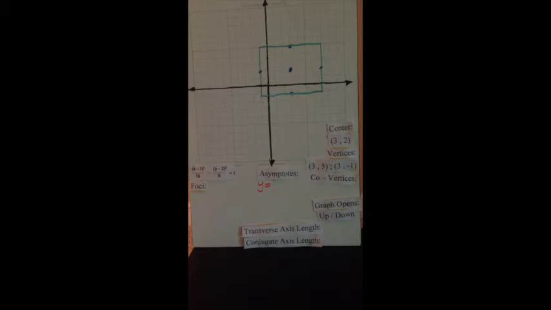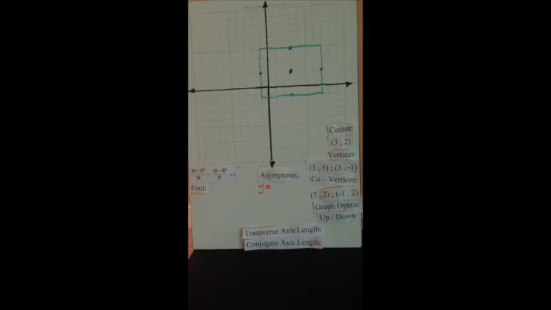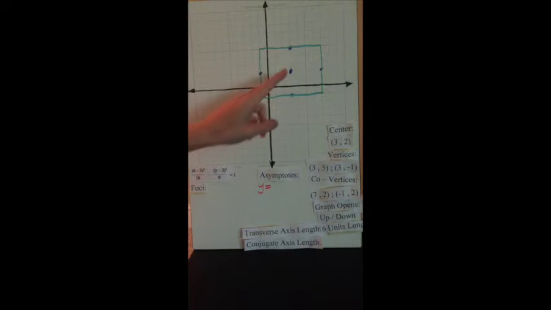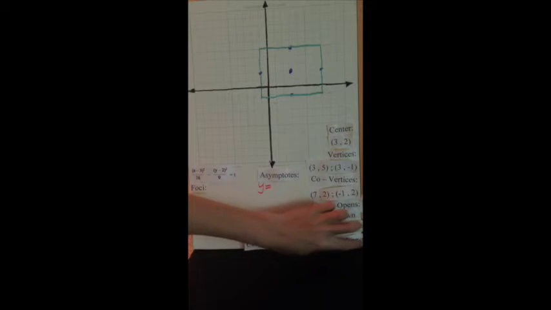Okay, so we should probably write what the covertices are. And now what we can do is find the length of the transverse axis and the length of the conjugate axis. How do you do that, you ask? Well, it's just counting once again. So you go to the transverse axis and count. 1, 2, 3, 4, 5, 6. So therefore, you know that the transverse axis is going to be 6 units long. It's very simple. And now, the other axis, the conjugate axis, you count again. 1, 2, 3, 4, 5, 6, 7, 8. So therefore you know that the conjugate axis is going to be 8 units long.